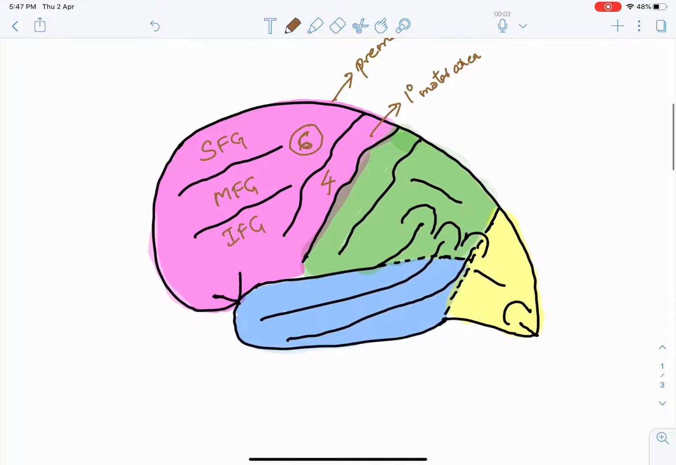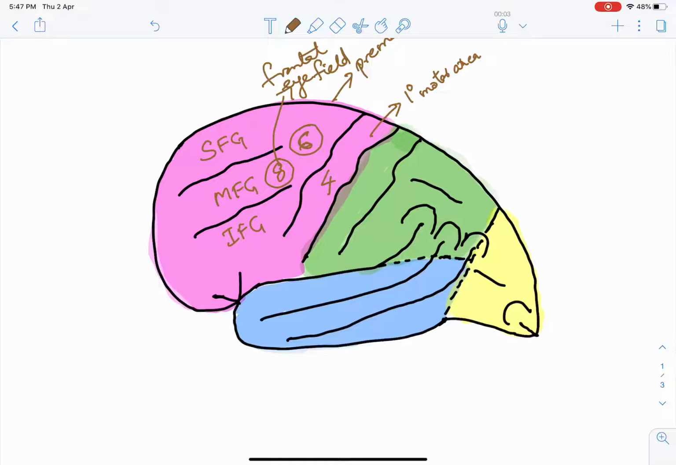Another area is area number 8, that is Brodmann's area number 8, called the frontal eye field. So that is represented in front of the premotor area, in the posterior part of the middle frontal gyrus, and its function is it controls the horizontal voluntary conjugate movements of the eyeball. So it helps in the conjugate movements of both the eyeballs. That is the frontal eye field, area number 8, located in the posterior part of the middle frontal gyrus.